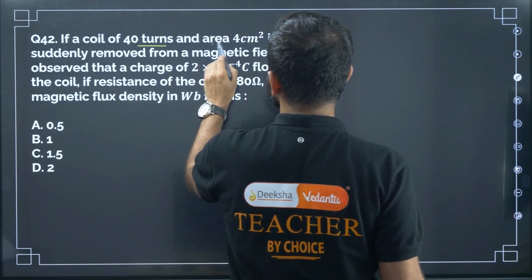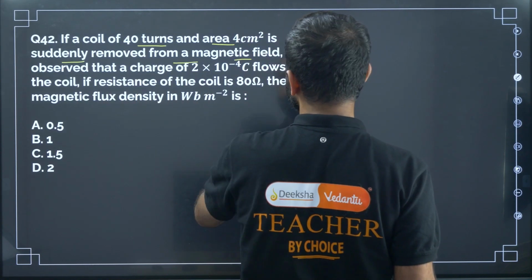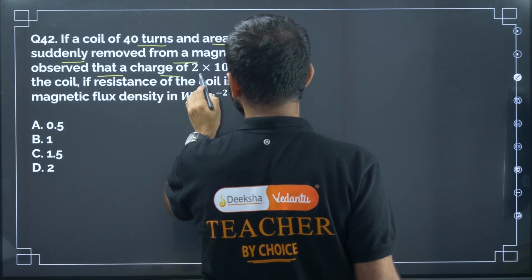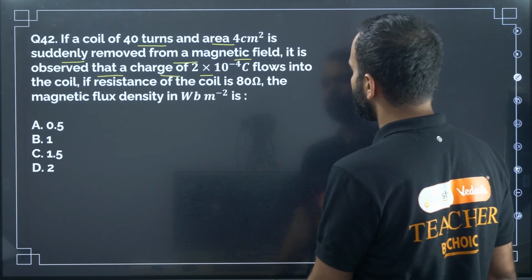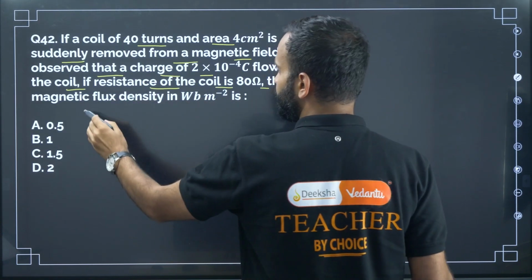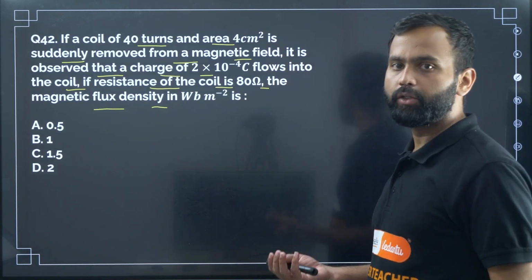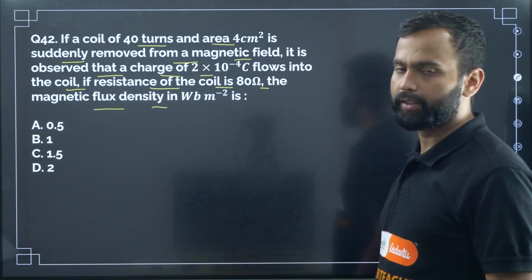If a coil of 40 turns and area 4 centimeter square is suddenly removed from the magnetic field, it is observed that a charge of 2 into 10 to the power minus 4 coulomb flows into the coil. If the resistance of the coil is 80 ohm, find the magnetic flux density in Weber per meter square. That is, we need to find the value of B, right? That is the magnetic flux density.